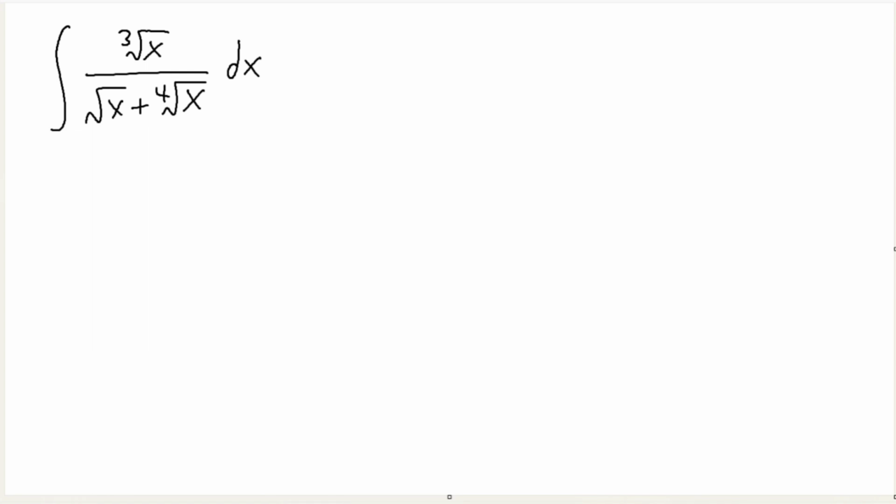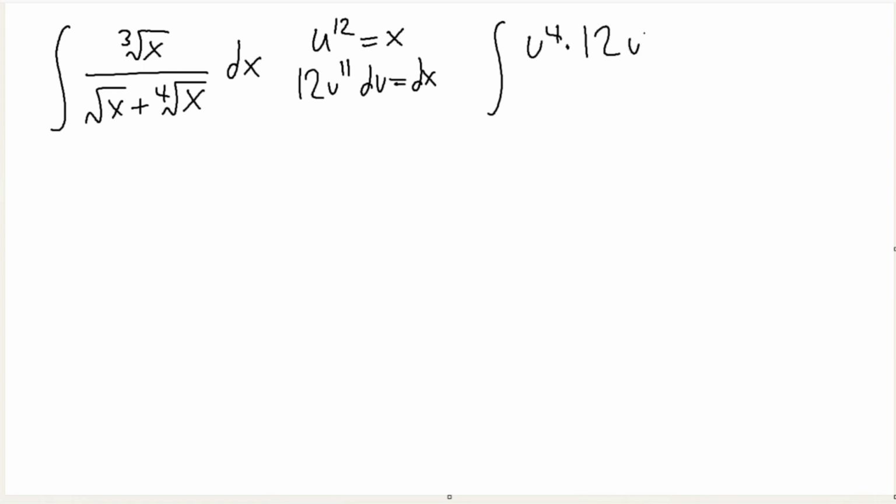I noticed that we have a 4 and a 3. So that means that we need u to be to the power of 12, so that it cancels out all of our radicals. And so 12u11 du is equal to dx. And so now we have, let's see, plug in u to the power of 12, that's u4, times 12u11 du. And then this would be u6 plus u cubed.